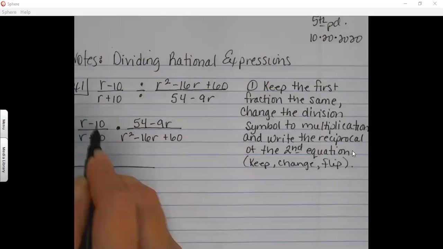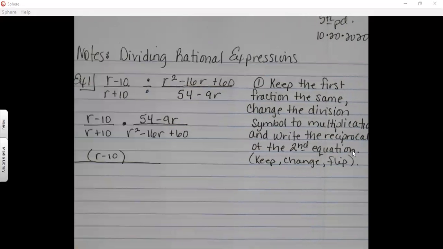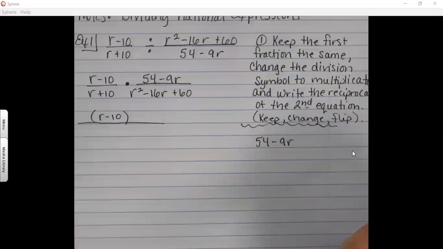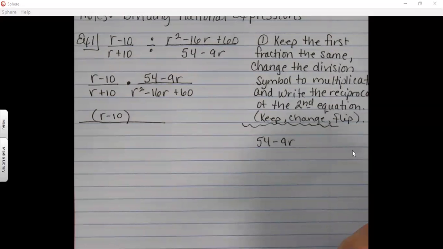54 minus 9r. Well, first of all, that's probably not in standard form, because the leading term would be negative, and they don't like that. So let me bring that over here to the side. 54 minus 9r. It'll show up any minute now. Maybe. I wrote it under the words from the steps. There we go. So I'm going to rewrite that in standard form. The negative stays with the 9r, so it's minus 9r and 54 is positive.